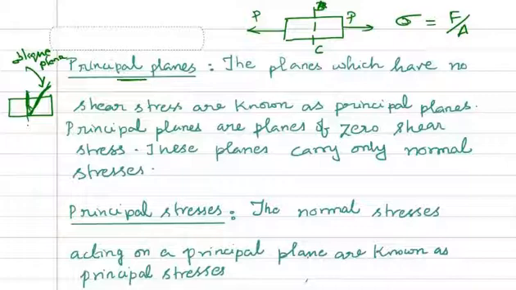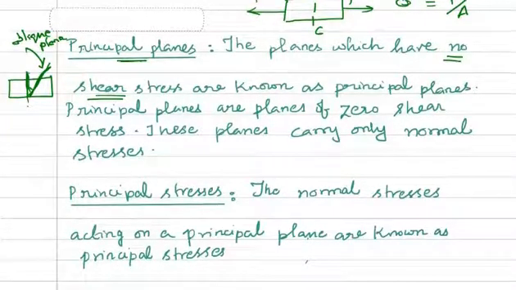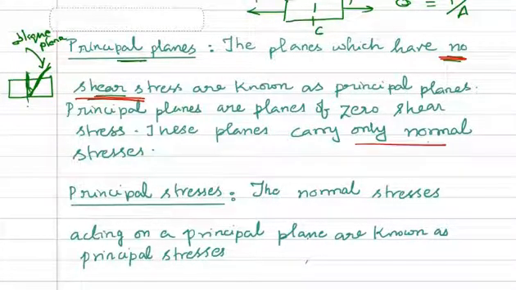These are the planes which have no shear stress, and only the normal stresses will be acting on this plane. So these planes are called as principal planes. So principal planes, once again I am repeating, it is a plane in which there is no shear stress, and these planes only carry the normal stresses. So such planes are called as principal planes.